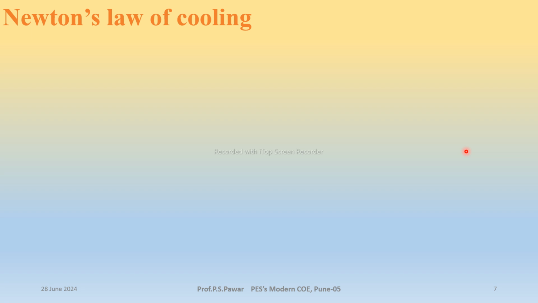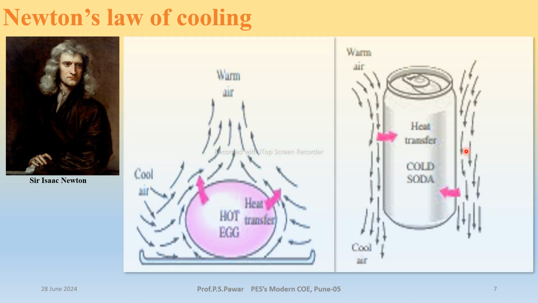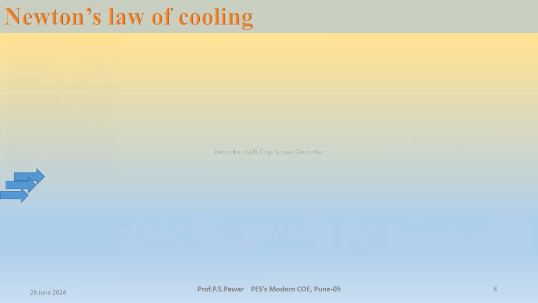In free convection, heat transfer occurs because of the density difference of the fluid, and in case of forced convection, heat transfer occurs because of some external sources like pumps, blowers, fans, likewise. So Newton's law of cooling is given by Sir Isaac Newton. Here are some examples of a hot egg and cold soda where heat transfer by natural convection takes place. So Newton's law of cooling we are going to discuss here.